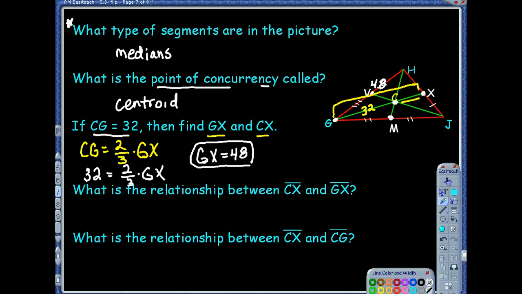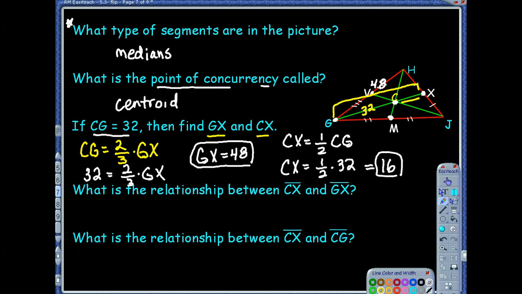Then they also asked about CX. I remember the 1/3 and 2/3 relationship, but I also know that if one piece is a third and another piece is 2/3, one is half of the other. So really, CX is half of CG. We knew CG was 32, so CX is half of 32. That would mean that CX is 16.